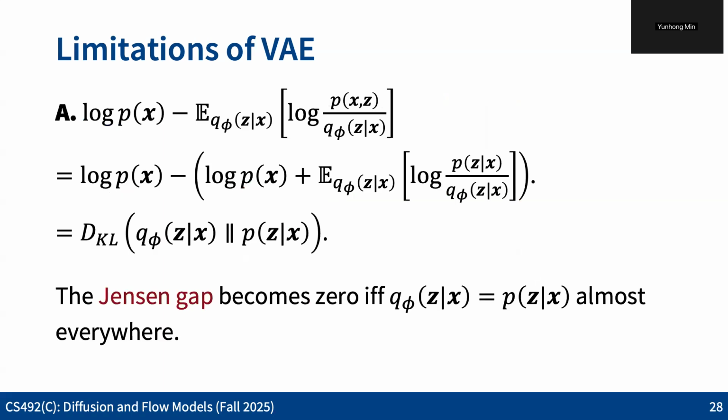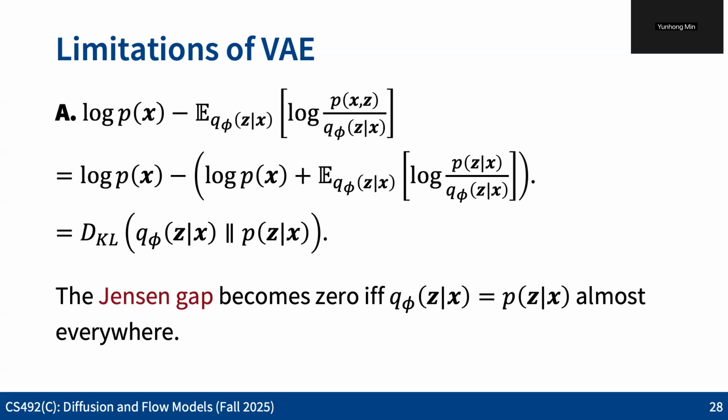You can check this out later, but basically, this is called the density gap. When you have this inequality, it becomes the lower bound, but the question is when these two become the same. If you rewrite everything, you can see that the difference between these two terms becomes another KL divergence between two probability distributions.